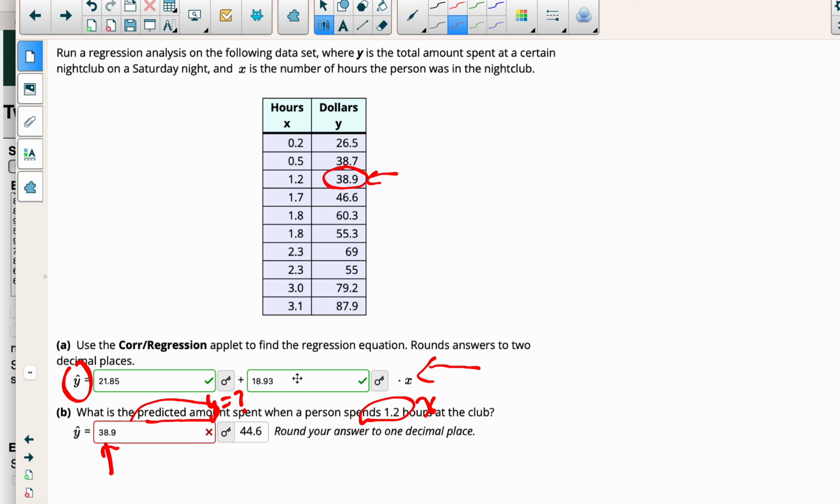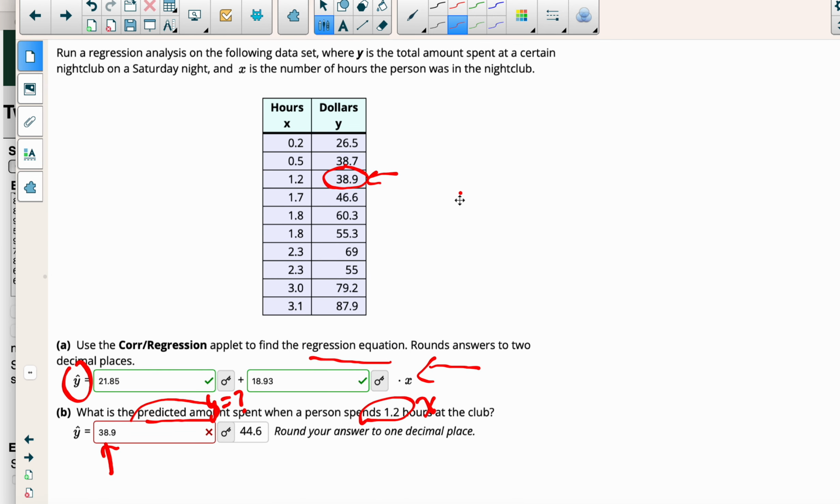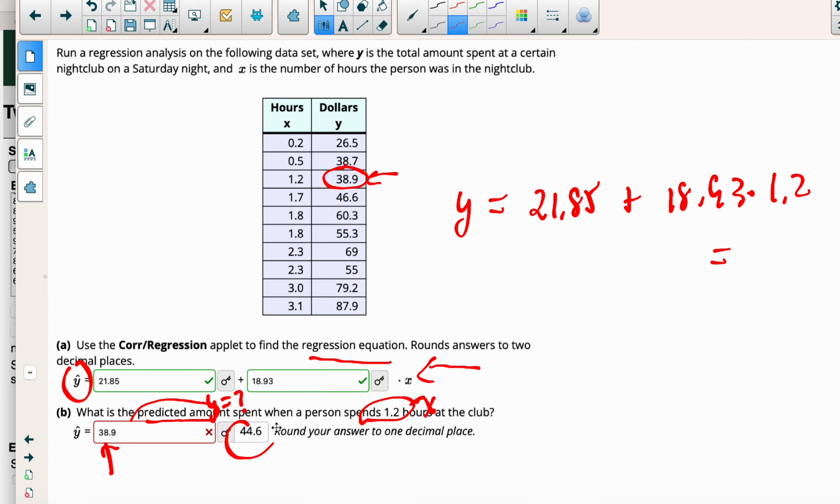$38.90. So what it wants you to do is to use the regression equation to come up with that. So what that does would be y equals 21.85 plus 18.93 times x here, 1.2. So it wants you to calculate it, and that's where you would get 44.6. Okay, so when it says predicted amount, it wants you to use this line that came out of the applet. That's one.